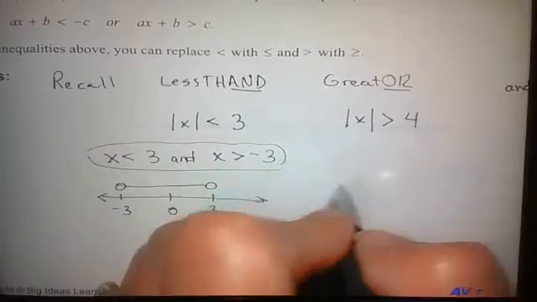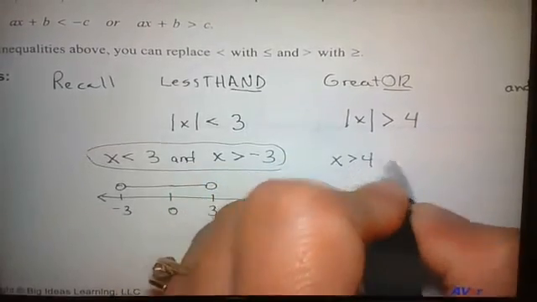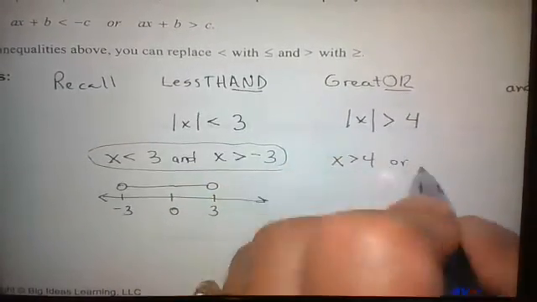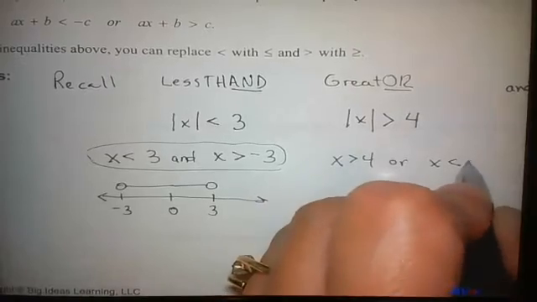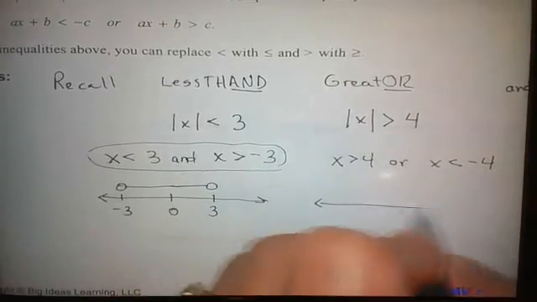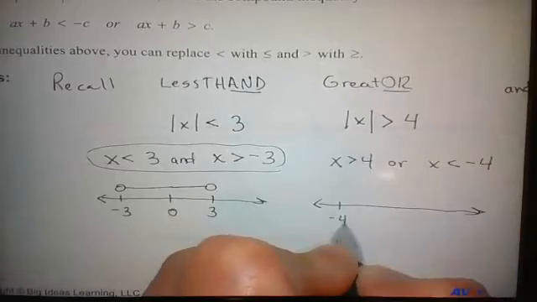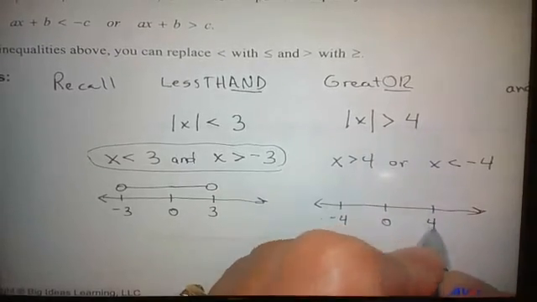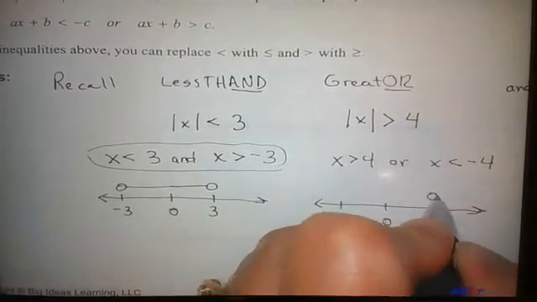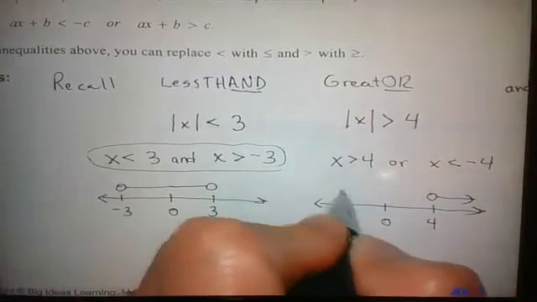Absolute value of X is greater than 4. So X is greater than 4 or, great or, X is less than, flip it, negative 4. So I'm looking at two situations. Could I count by 4s? Sure I can. X is greater than 4 or X is less than negative 4.